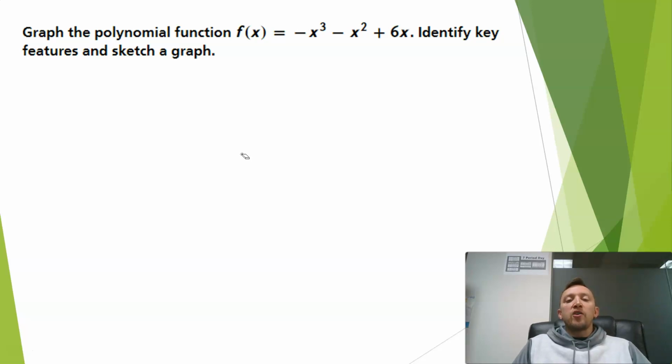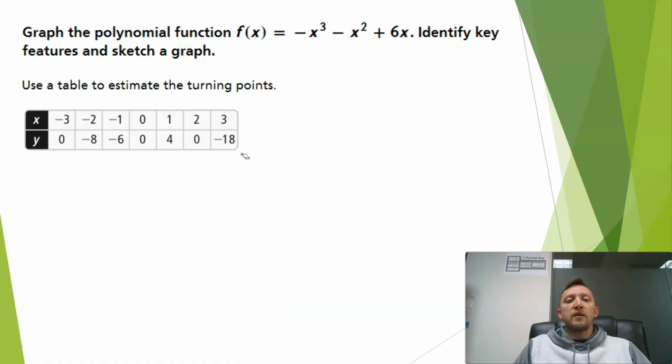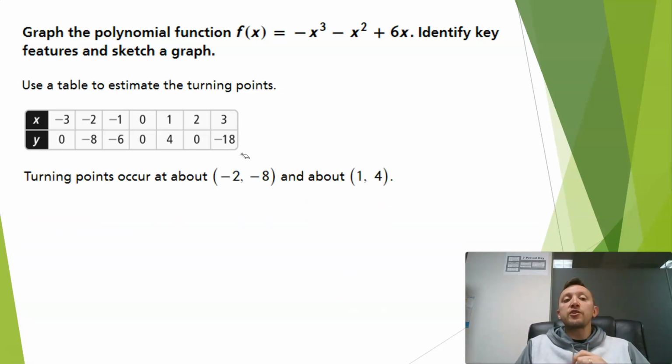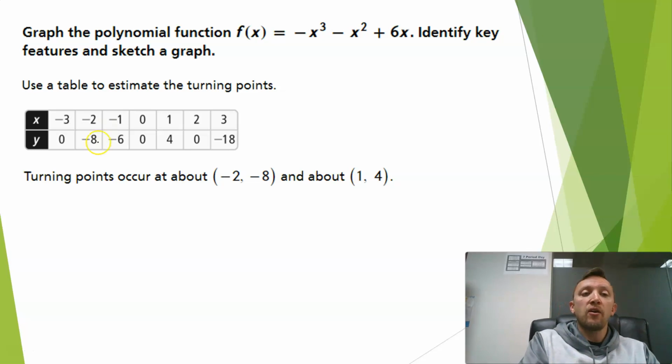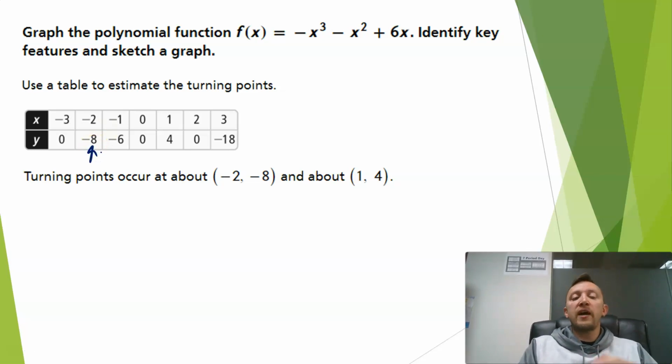Let's look at this one. It says graph the polynomial, identify key features, and sketch a graph. We can use a table to estimate the turning points. We can see that the turning points occur at about negative 2, negative 8, and at about 1, 4. The reason we can see that is because the values for y go from 0 to negative 8 and from negative 8 to negative 6. So it's changing direction, going from increasing to decreasing right here. Before that, from 0 to negative 8, it's increasing. From negative 8 to negative 6, it's decreasing. So it changes direction, and we would have a turning point at negative 2, negative 8.